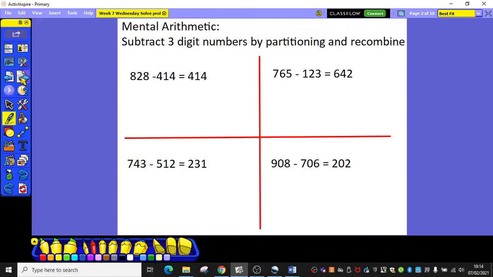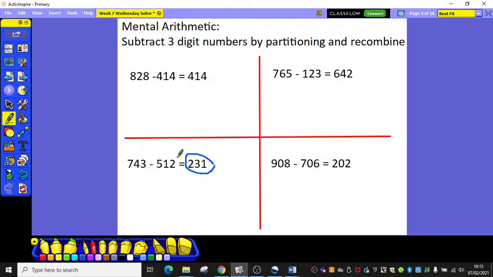Welcome back Year 4. Here's the answers, so I'd like you to tick through your answers. Now the method we've been doing is the idea of partitioning numbers. So thinking about splitting my number 512 up into 500 and 10 and 2. So 743. Subtract 500 is 543. Subtract the 10 is 533. Subtract the 2 is then 231.